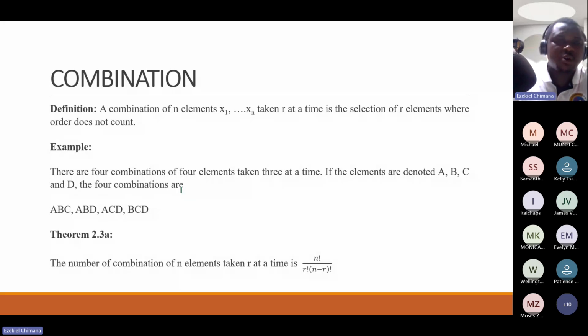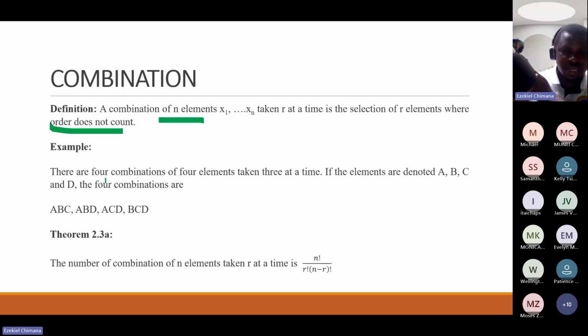So the definition: a combination of n elements, x1 up to xn, taken r at a time, is the selection of r elements where order does not count. For example, there are 4 combinations of 4 elements taken 3 at a time. If you have A, B, C, D, taking only 3 at a time, you are going to have 4 combinations.